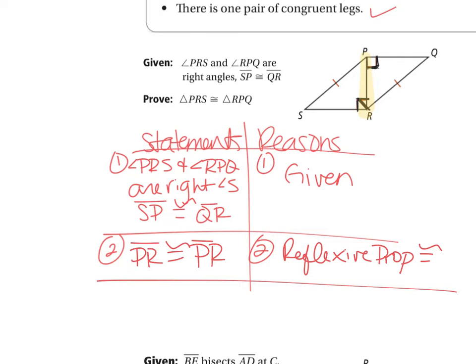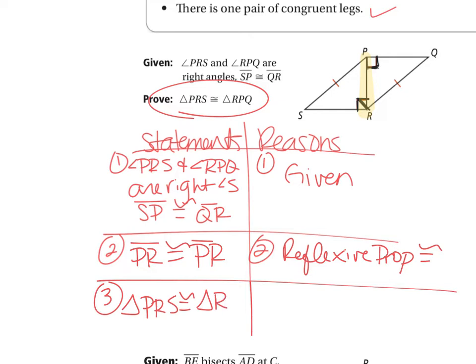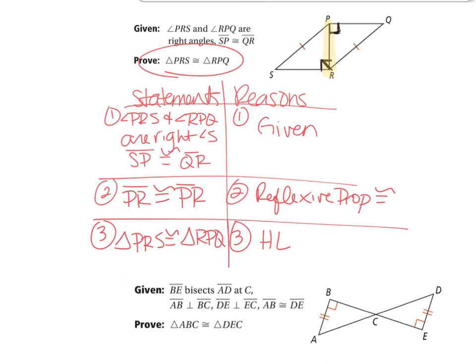Okay, do we have enough? I think we do. We have the right triangles, yes. We have the hypotenuses are congruent, yes. We have one pair of legs is congruent. So then we have enough to finish this off to say triangle PRS, which is just what they have written up here, is congruent to triangle RPQ. And the reason is you can write out hypotenuse leg or you can just write HL. That is perfectly fine.